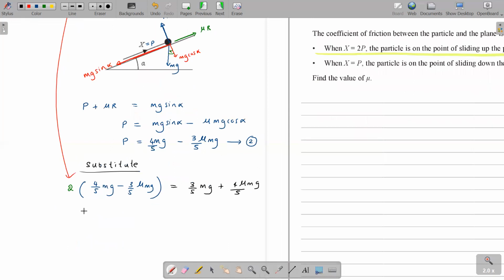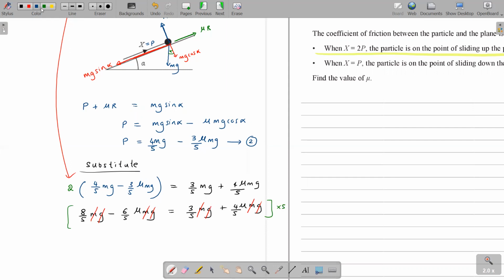Open the bracket. 2 into 4 over 5 is 8 over 5 mg. 2 into 3 is 6 over 5 mu mg equals 3 over 5 mg plus 4 mu over 5 mg. So everyone has mg in common. Do you see? So cut off the m and g values. Mg cancels. Mg will cancel out. And actually, you can even see that everyone has 1 over 5 in common. Do you agree with me? Basically, you multiply the whole equation with 5.